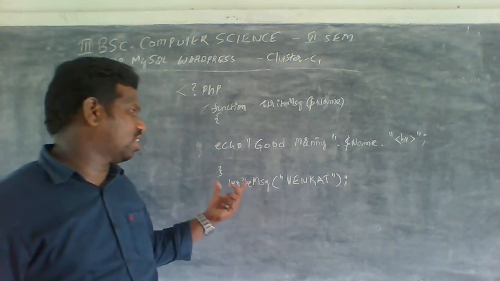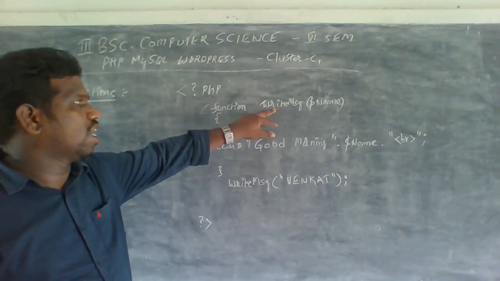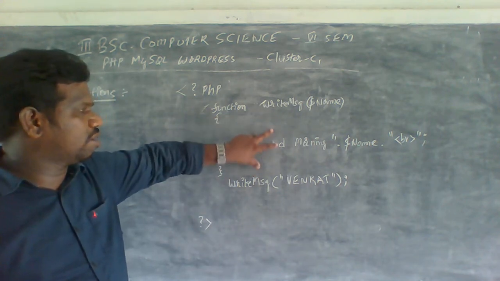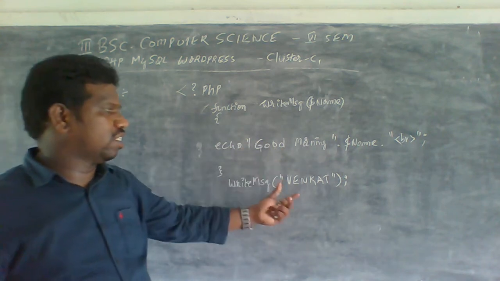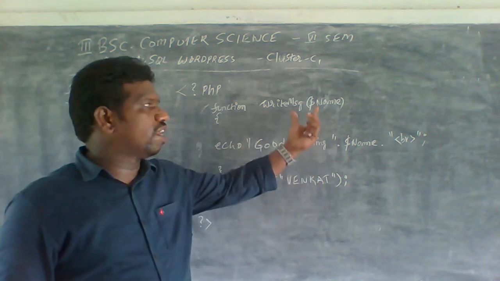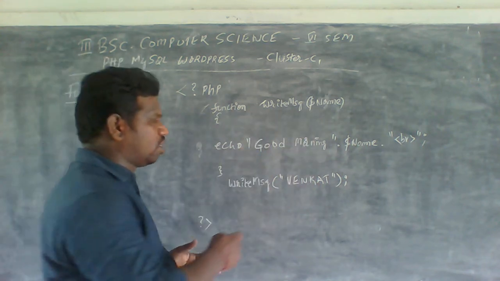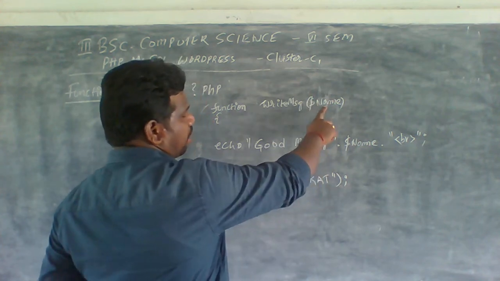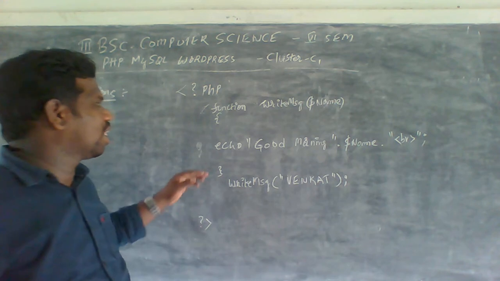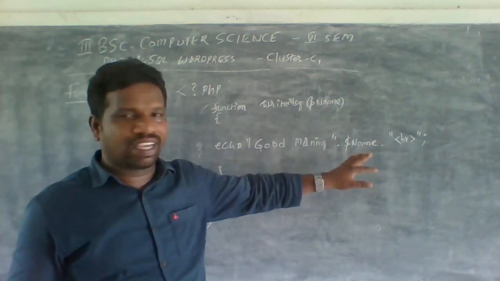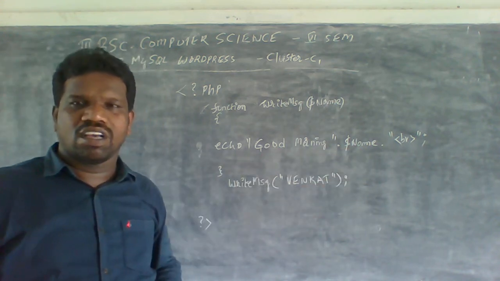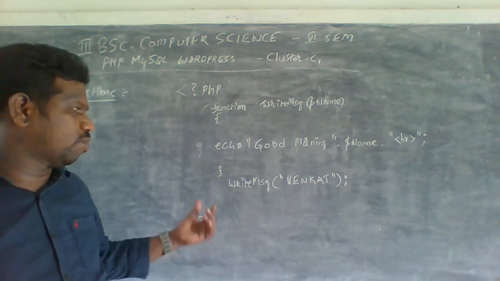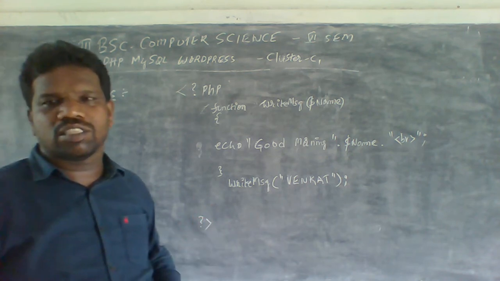This is the calling function. It is used to call this function, and these two function names should be the same, and this is the answer of the variable here. So it is going to carry the name from here. The name is nothing but Venkat here. Then the answer is Good morning Venkat. Good morning Venkat is the output of this program here.